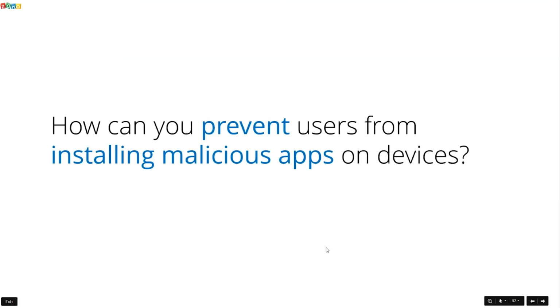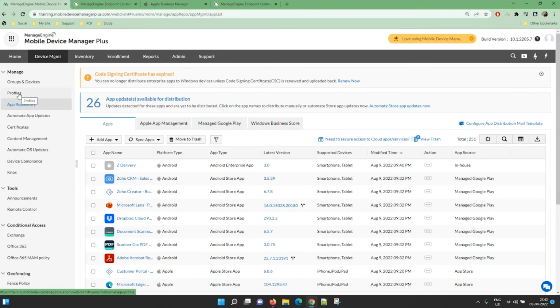So now let me show you how we can prevent users from installing malicious apps. So far I've shown you how we can install and upgrade applications. Now I'll show you how we can uninstall or prevent malicious apps on your device. So for that, we're going to use profiles. I'm going to talk more about profiles from now on.